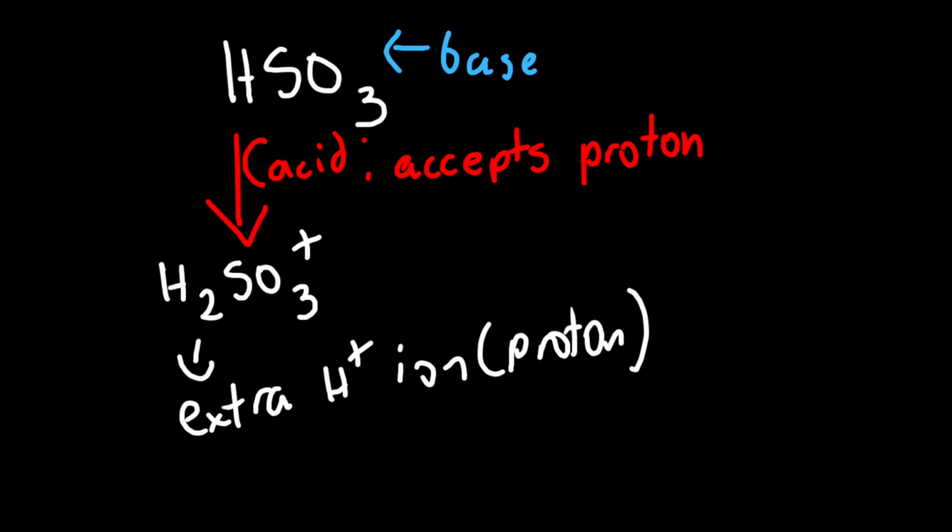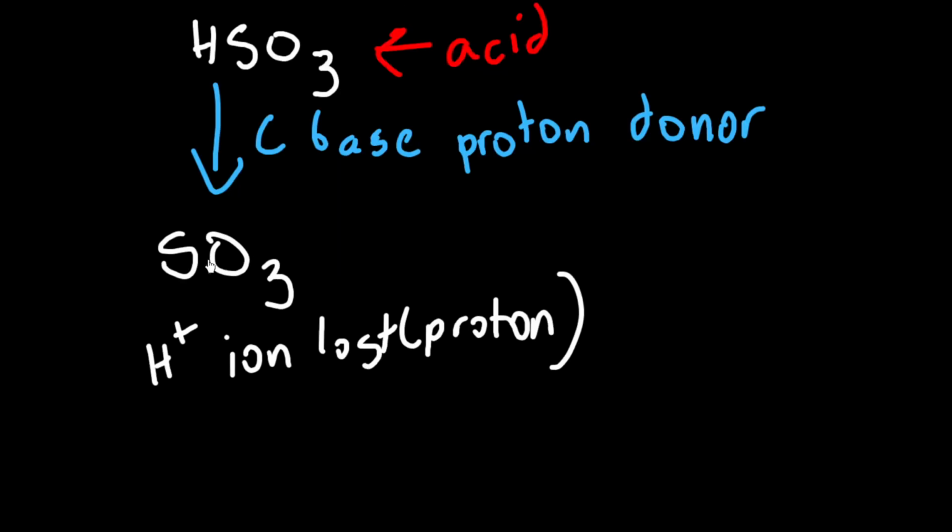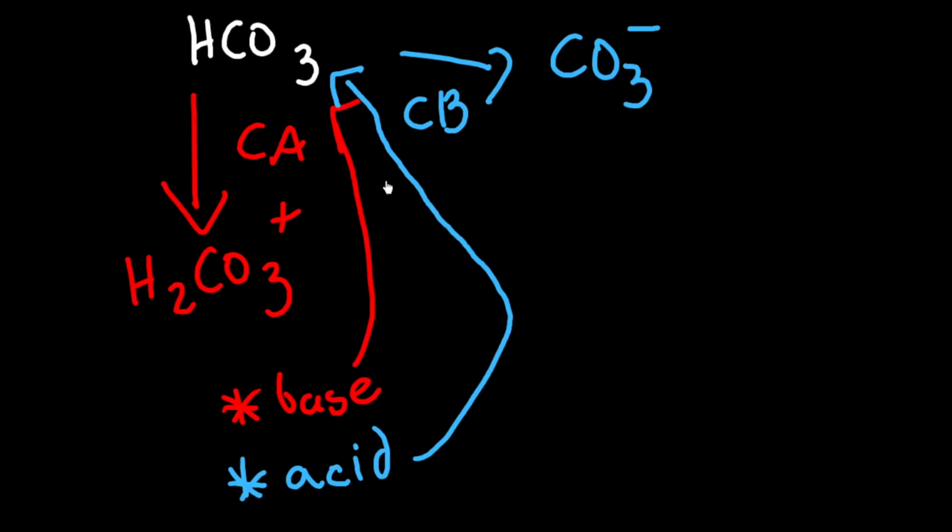And for the opposite, you'd remove the H plus ion, because in this way HSO3 would function as the acid, and the conjugate base, which is what comes after you remove an H plus ion, is going to become SO3. In this case, I drew them both on the same slide. So HCO3, right? The conjugate acid is going to gain a hydrogen, so it's going to be H2CO3, and the conjugate base is going to be CO3 minus. It's going to lose that hydrogen.